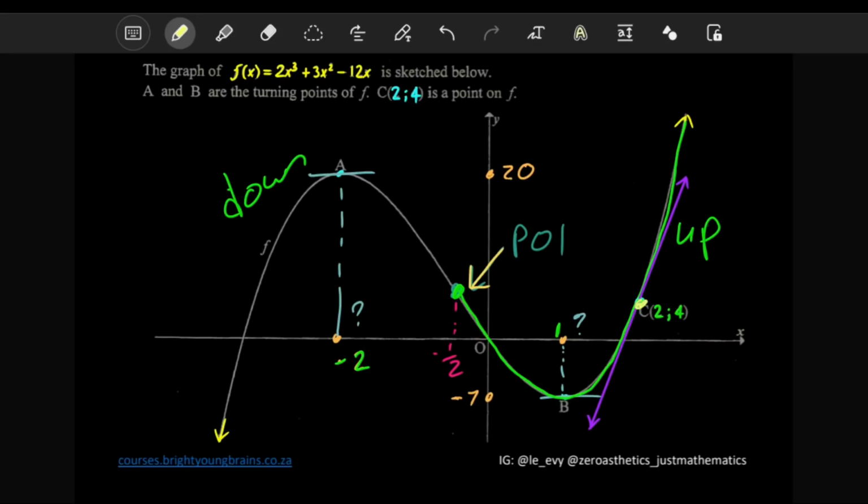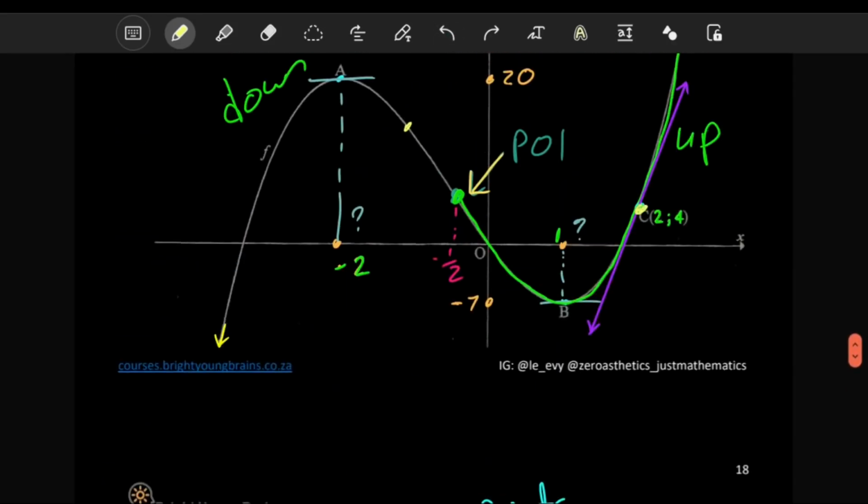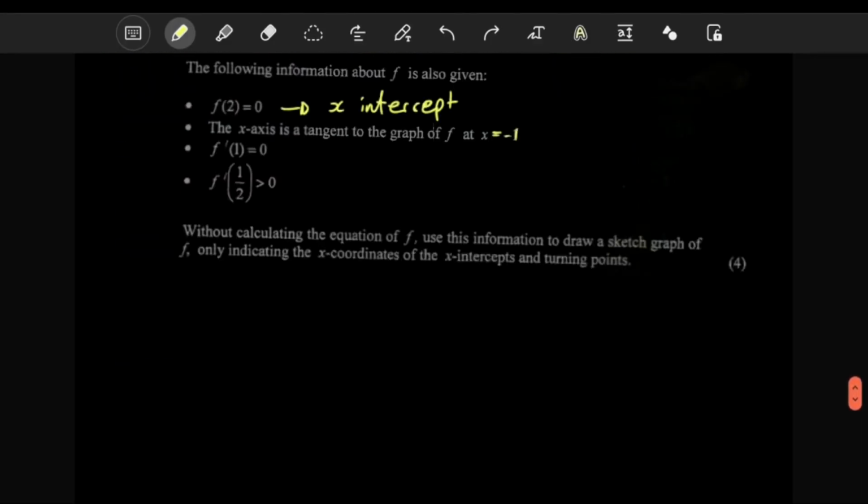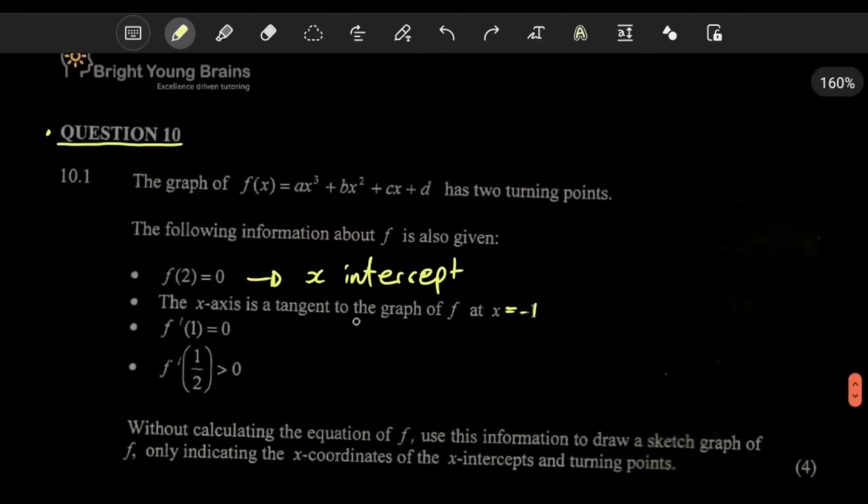It's almost like if you had a line over here, it would easily touch the graph once there. It would not be cutting it, you know. But I think you know what a tangent is. Anyway, the only issue here is that they said the x-axis is a tangent to the graph of f where x is -1. So this is going to be quite interesting, but we should not forget this point. It feels like it's important.